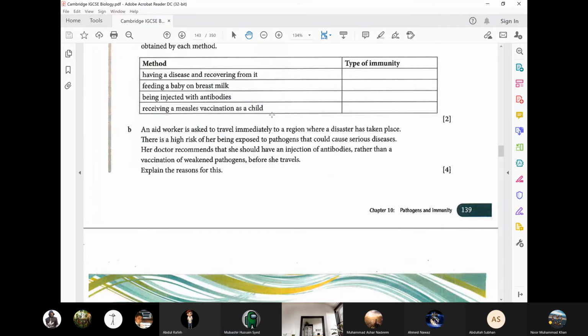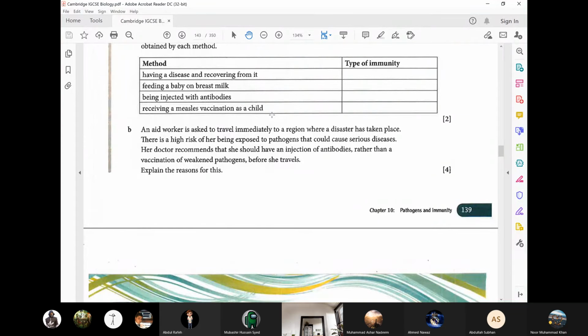Artificial active immunity. Right, boys? If you remember, we learned that active immunity is of two types. One is artificial active immunity and the other is natural active immunity. Nowadays they are vaccinating people against coronavirus, right? And there are people who already got infected and recovered from it. Both types of people are immune to the coronavirus, right?